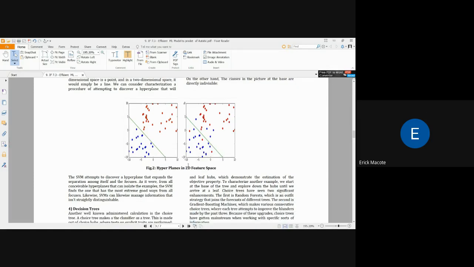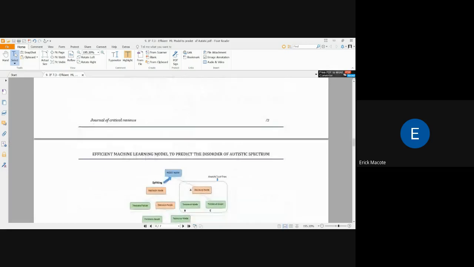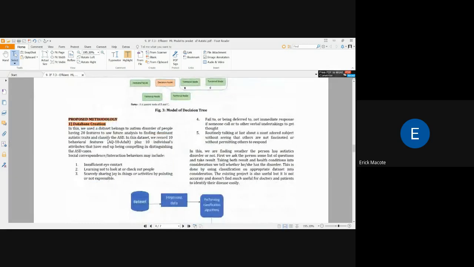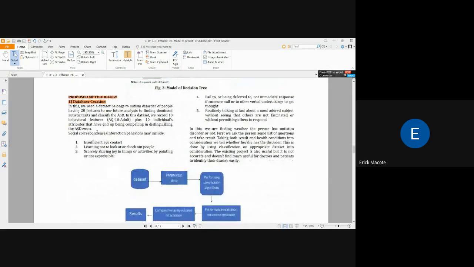Now we are going to talk about the proposed methodology. In this case, a data set belonging to autism disorder of people, having 20 features, was used to apply feature analysis to find the dominant autistic traits and classify the ASD.